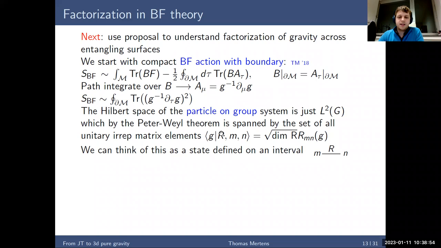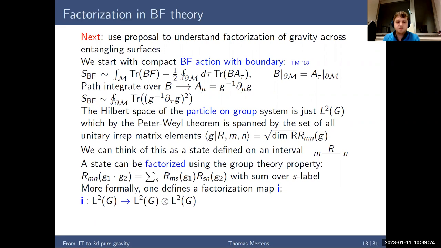And then G is like the coordinates; G is like the X coordinate, if you want, in 1D quantum mechanics. So these form a basis of L squared of G, and you can write them in this way. Now, you can think of these representation matrix elements as a state defined on an interval, where one of the indices, let's say M, is on the left side and the N index is on the right side. Now, a state defined on an interval can be factorized just using group theory, essentially, which is all of the ingredients we need for the BF model.